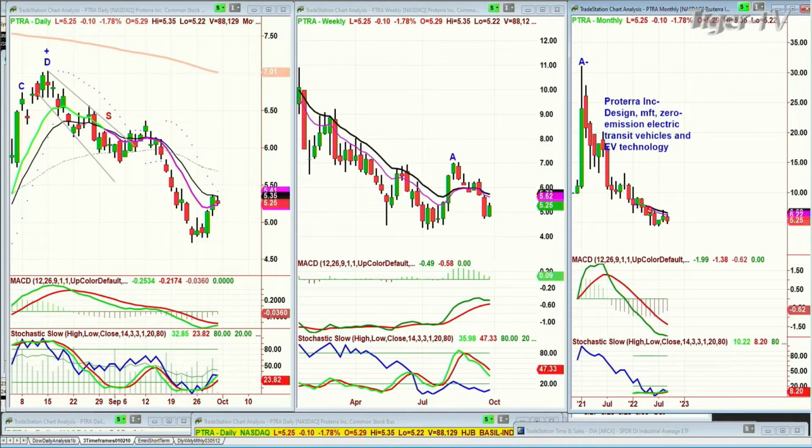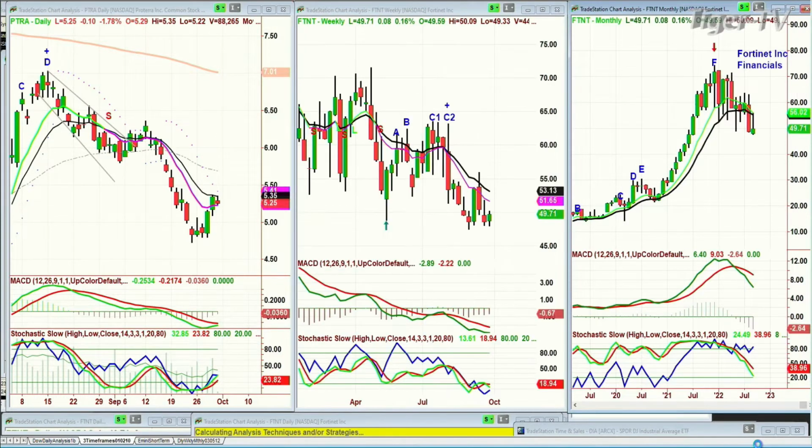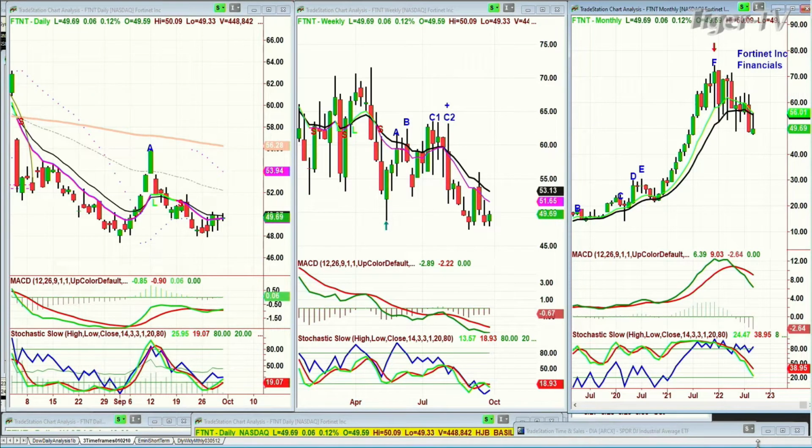Next question was, where did it go? Right here. FTNT. Yeah, Fortinet Inc., financials. Over the last year, it's probably more than a year, I keep hearing about Fortinet Inc. in the financial area. And then it has this huge spurt. Well, it had a fantastic run from the 10 or 12 area all the way to the 70s, and then it pulled back to the most recent low in the 47s. It's trading at 49 right now.